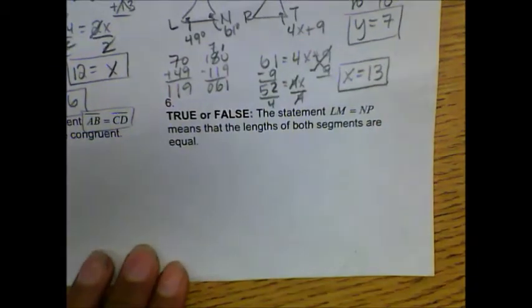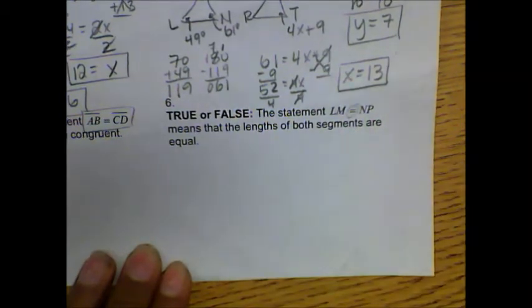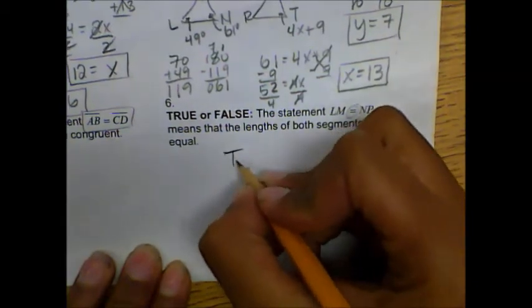Alright, so this video is part 2, questions 6 through 10, and we're going to start with number 6. True or false? The statement LM is equal to NP means that the lengths of both segments are equal. I'm going to have to say true, and that's because they did use the equal sign here, and it's not a congruent side. So we're going to say true.